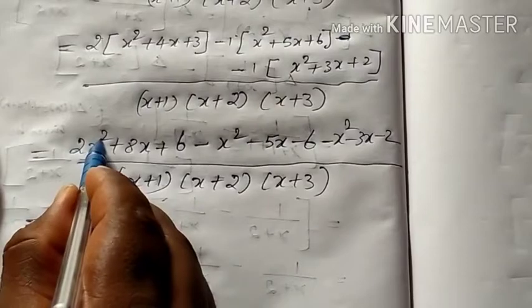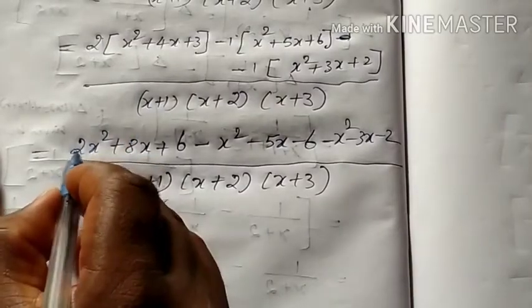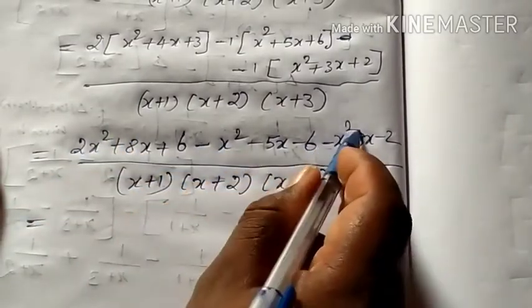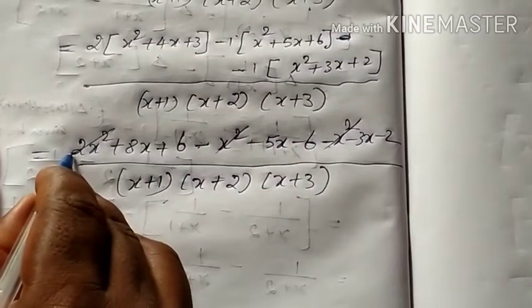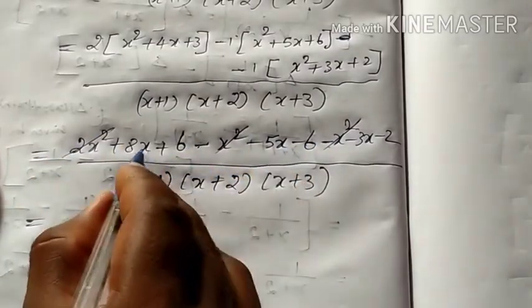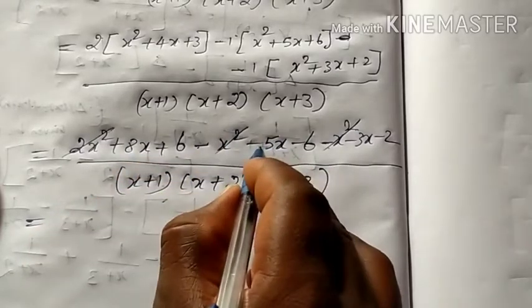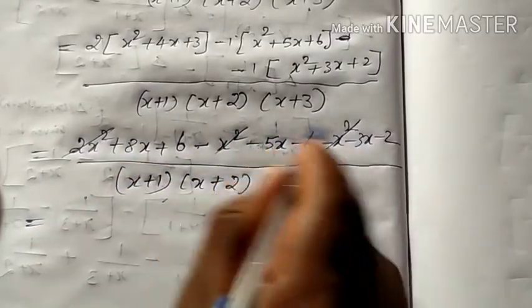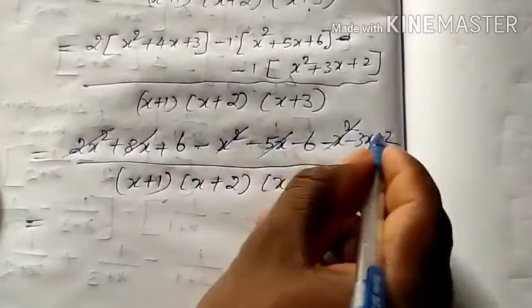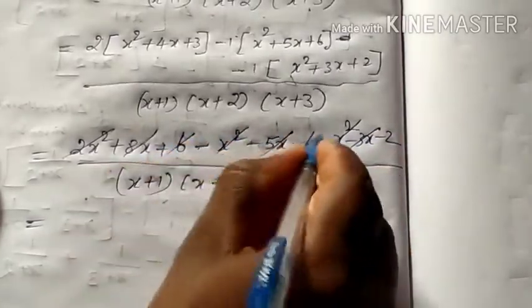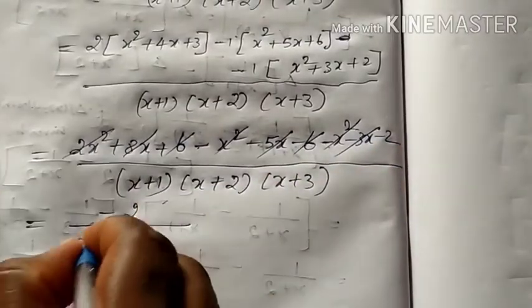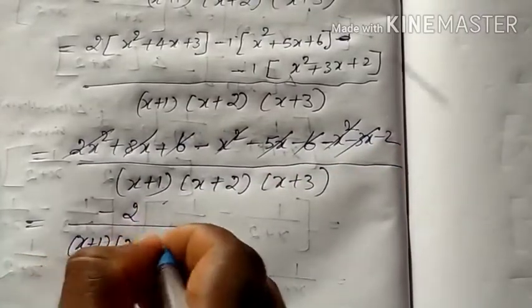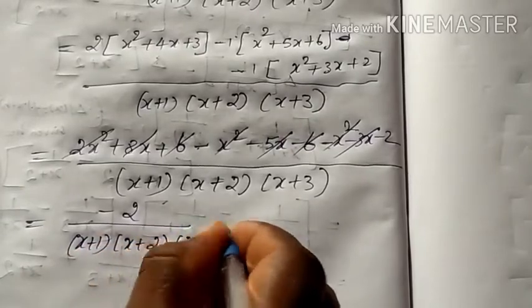2x square, okay, listen here, 2x square, here minus x square, so the 3 terms are cancelled, minus x square, minus 2x square, here plus 2x square, totally cancelled, remaining here 8x, here minus 5x, minus 3x, totally minus 8x, so plus 8x also cancelled, okay, plus 6, minus 6 also cancelled, the remaining term is minus 2 divided by x plus 1 into x plus 2 into x plus 3.